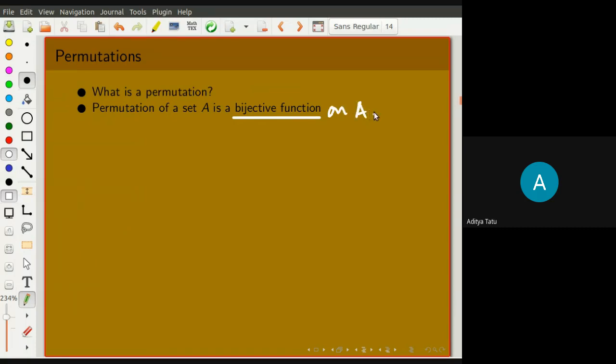Is this clear to everyone? No, sir, it is not clear to me. Okay, what is your doubt? Sir, a permutation is just one arrangement. So how are functions involved?